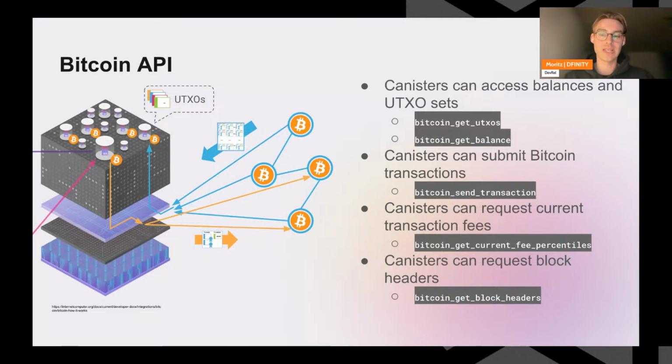Then Bitcoin send transaction, that allows you to submit a signed transaction to the Bitcoin network from within a canister. And then Bitcoin get current fee percentiles. This is handy when you construct your transaction because you want to make sure that it's included. So you want to set an appropriate fee. And then Bitcoin get block headers. With this, a canister could, for example, fetch raw transactions with a Merkle proof from an untrusted source and verify that they are indeed part of the Bitcoin blockchain. So this is reading from and writing to, right? 4 methods for basically reading and 1 method, send transaction, for writing.